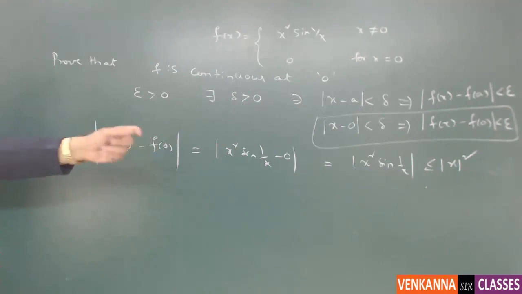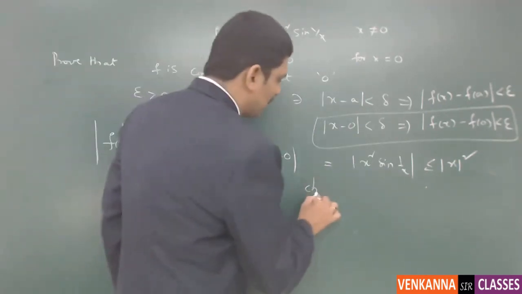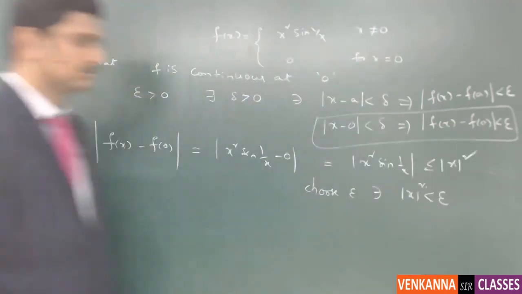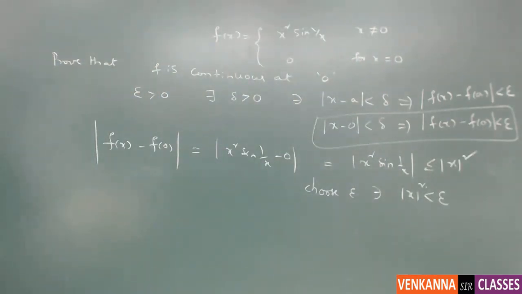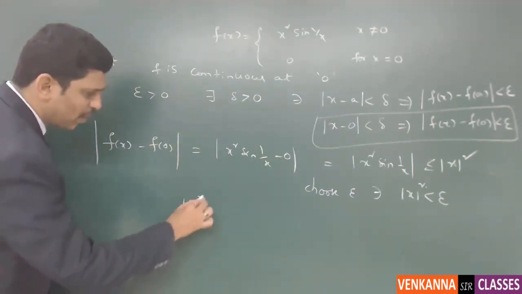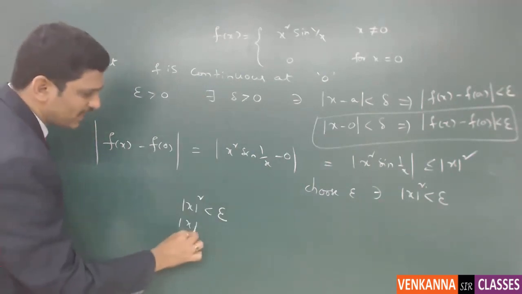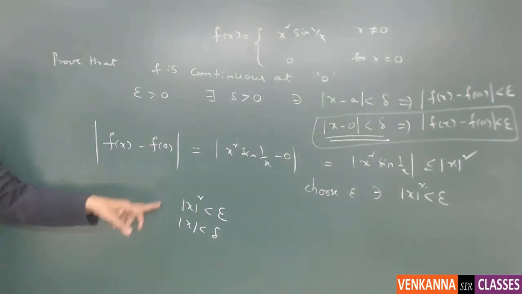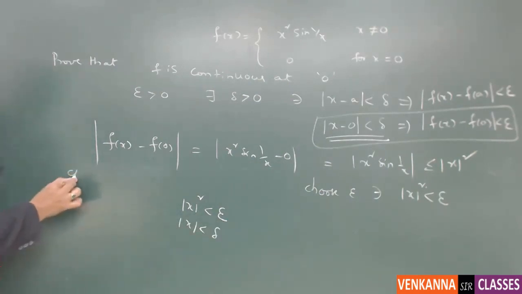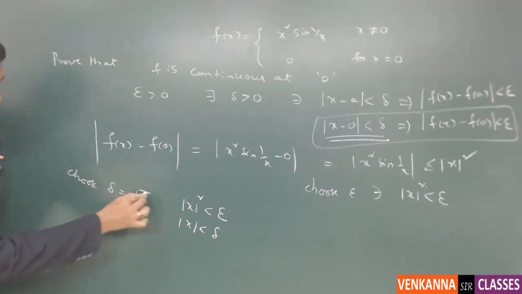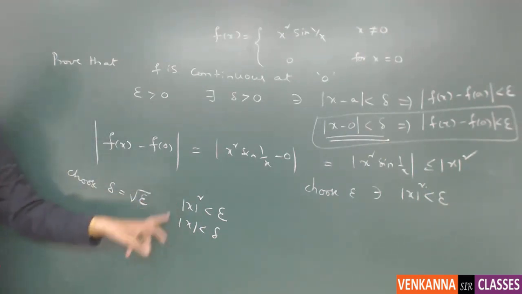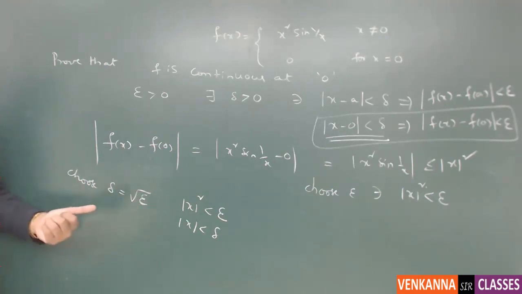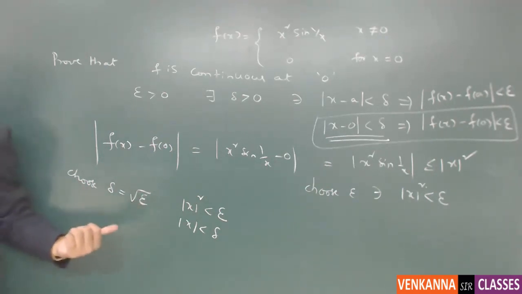So at the last position we are choosing the epsilon. So choose epsilon such that mod x square is less than epsilon. So you have the two relations. One relation is mod x square is less than epsilon. Another relation is mod x is less than delta at this part. Accepted? The two things. So if you relate these two things, if you choose delta is equal to root epsilon, so you will satisfy the criteria. That's it. So here delta is equal to root epsilon.